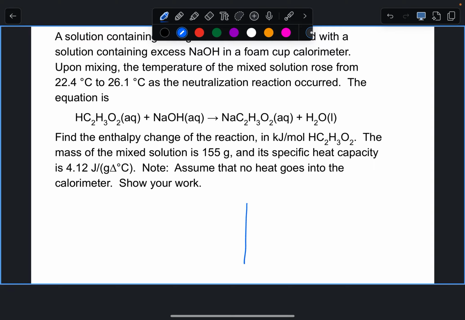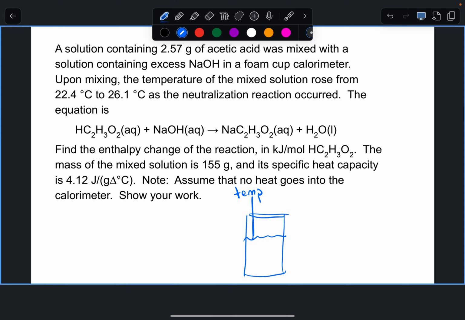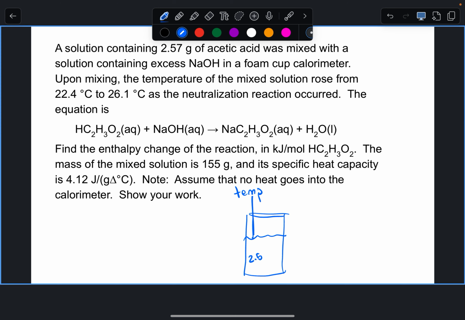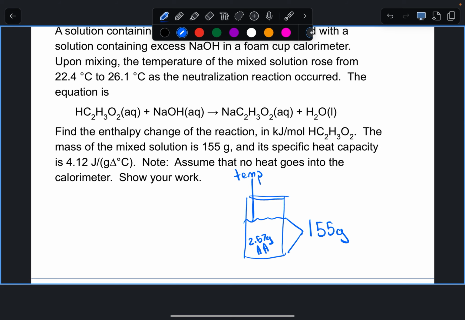All right, so I'm going to draw our little reaction vessel here. We've got some solution in here, and we're going to measure the temperature. The solution starts with 2.57 grams of acetic acid, but the whole mixture is 155 grams. And they're also telling us that the heat capacity, so C, is 4.12.